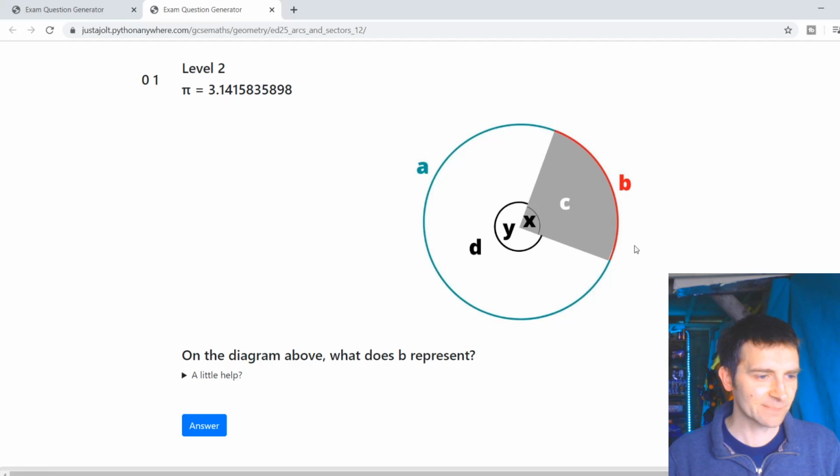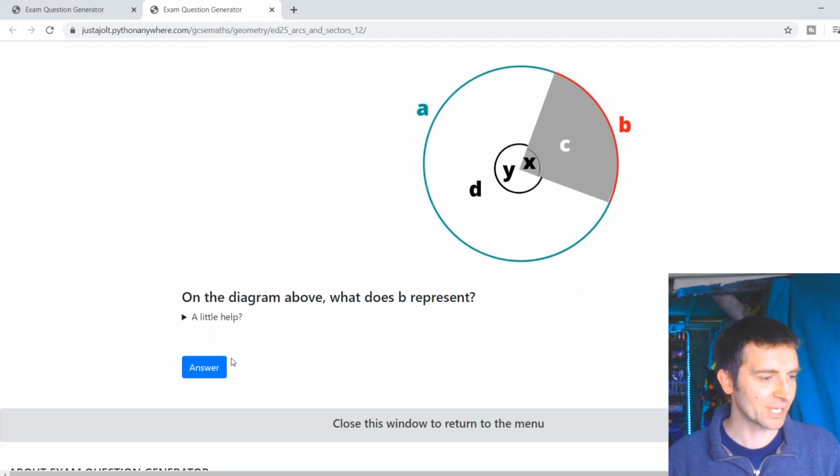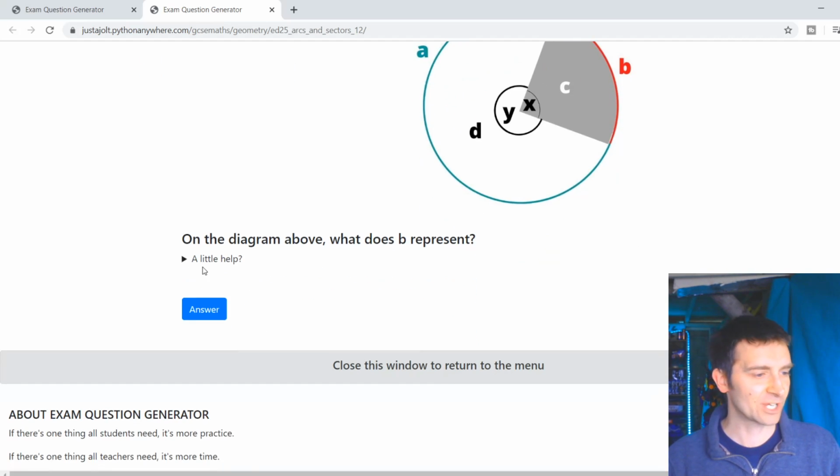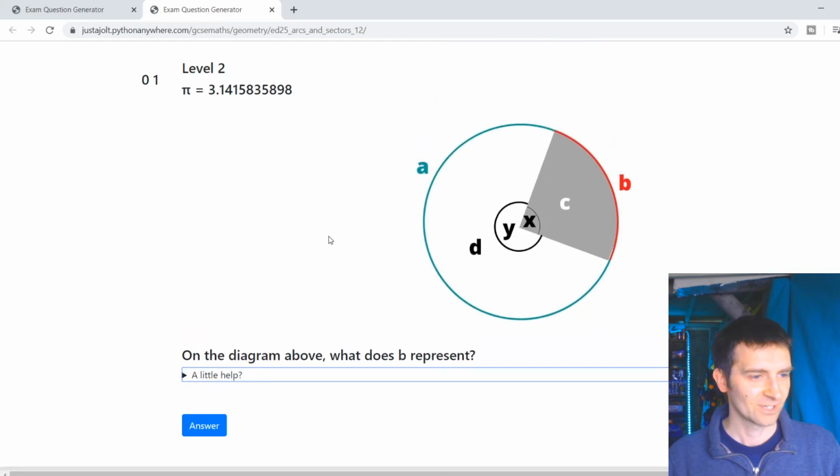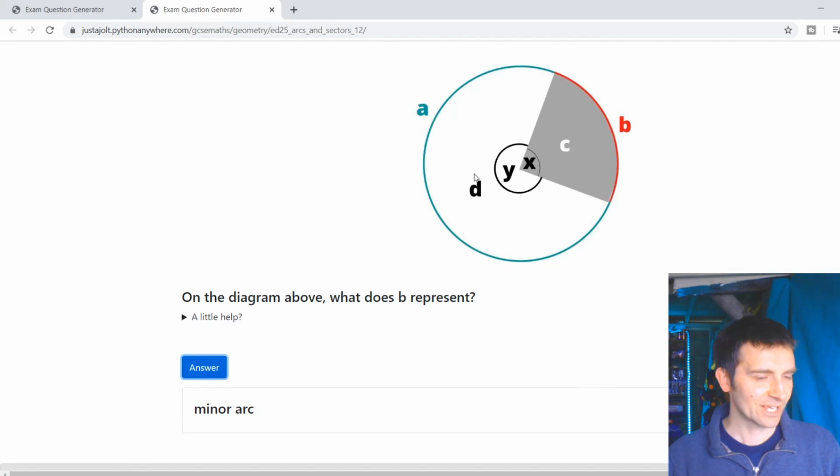So an arc is a part of a circumference. You've got the small part of the arc and the big part of the arc around the outside there. And the small part of the arc here is called the minor arc. So the answer to here is going to be B. If you wanted a little help with any of these questions, you could get them, but no need. Let's have a look at B. There you go. So you've got a minor arc there.